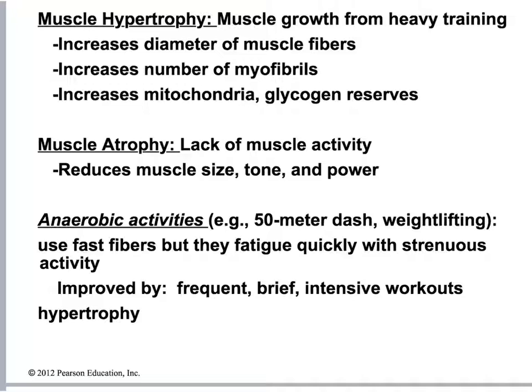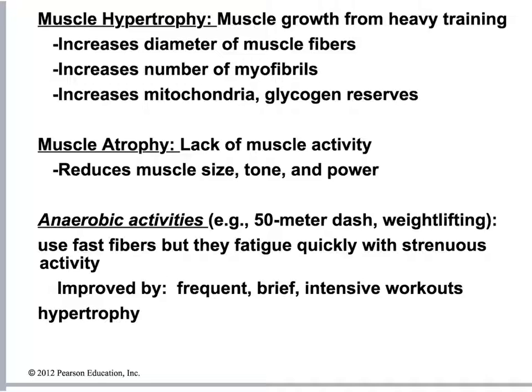Let's go over muscular hypertrophy. Muscular hypertrophy is muscle growth from heavy training. That includes increases in diameter of the muscle fibers, increases in the number of myofibrils, and increases in the mitochondria or glycogen reserves. Muscular atrophy, on the other hand, is a result of a lack of muscular activity. For example, when your hand is in a cast, the muscle gets smaller. So atrophy is a reduction in muscle size, tone, and power.